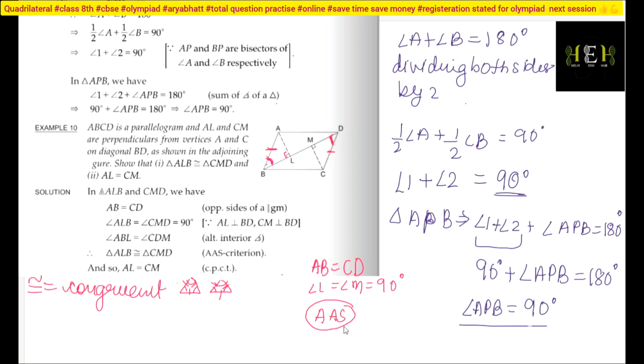Now using AAS as the congruency criterion to show these two triangles are congruent, I am saying triangle ALB is congruent to triangle CMD. Now when I have already proved this, I can easily say AL is equal to CM. Why? Because congruency means that everything just overlaps, everything is equal, the angles are also equal, along with the sides. Okay.